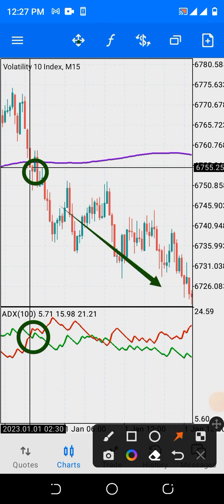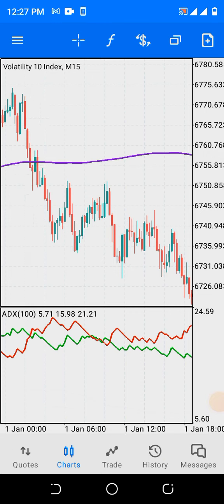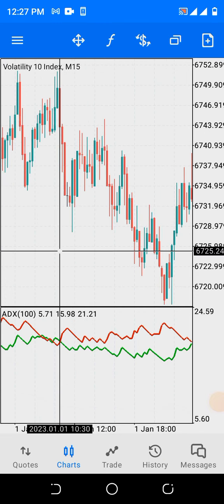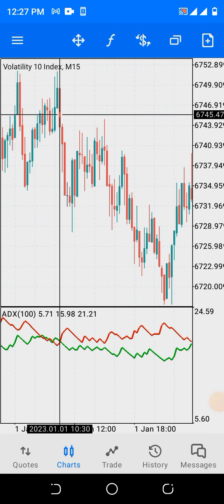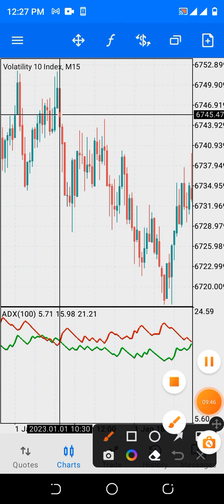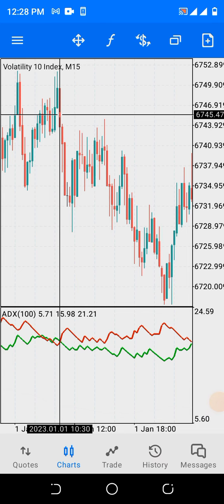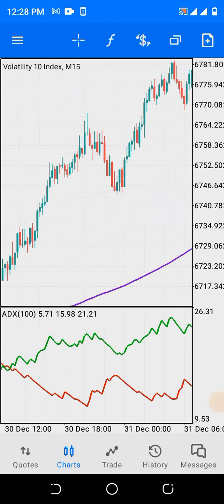So if you miss that entry, here is another entry. Look at it. Mind you, the candlesticks are still below, so you make another sell entry here, and another sell entry here. This is excess profit. So that is how you keep on making your profit. Do you understand? So study it, apply it.